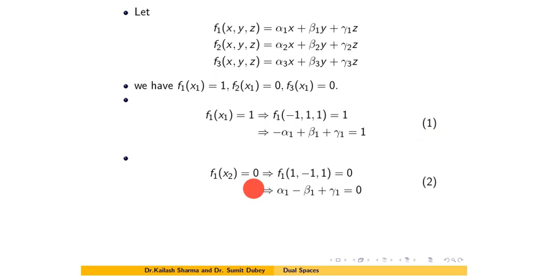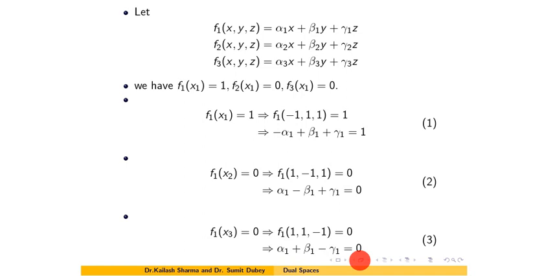Also f1(x2) equal to 0 implies f1(1, -1, 1) equal to 0. Again substituting the values, x equal to 1, y equal to -1 and z equal to 1, we get alpha 1 minus beta 1 plus gamma 1 equal to 0. Let it be equation number 2. Similarly, f1(x3) equal to 0 implies f1(1, 1, -1) equal to 0. So this implies that alpha 1 plus beta 1 minus gamma 1 equal to 0. Let it be equation number 3.